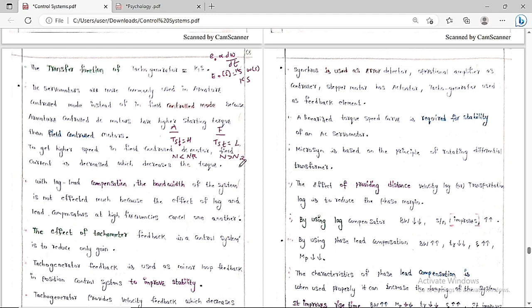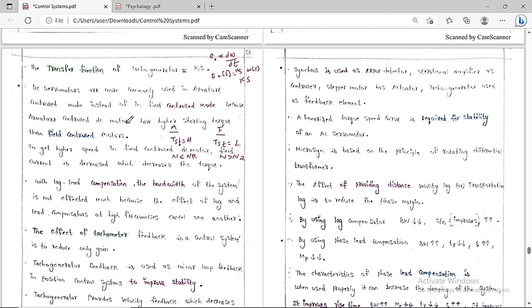So therefore, the start torque is low in this case. In the case of armature control DC motors, the start torque is high because the speed is lesser than the rated speed. So we can say DC servo motors are more commonly used in armature control mode instead of field control mode, because armature control DC motors have higher starting torque than the field control motors.